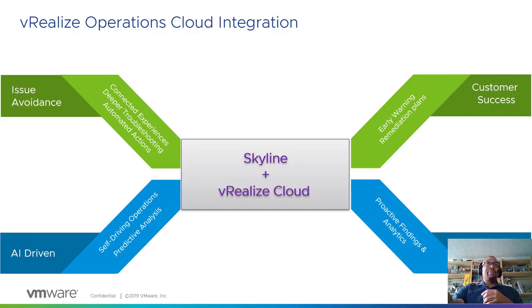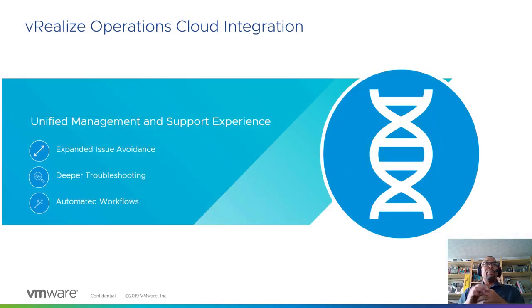requesting. So the bottom line is that you now have expanded issue avoidance capabilities where you can use Skyline and vRealize Operations Cloud data together to identify constrained resources. You have access to deeper troubleshooting where Skyline's findings and recommendations can connect you to the environment overview page of vRealize Operations Cloud where you can see the status of your objects, and you can automate workflows by clicking on an object's finding within Skyline and getting recommended actions from the alerts that vRealize Operations Cloud provides.